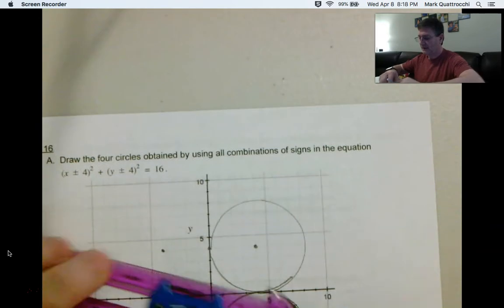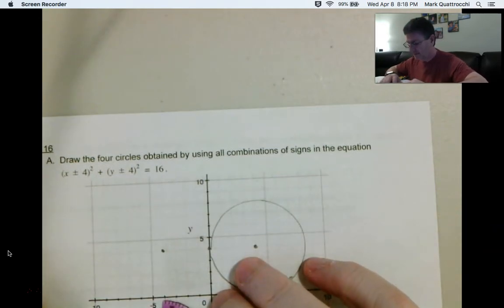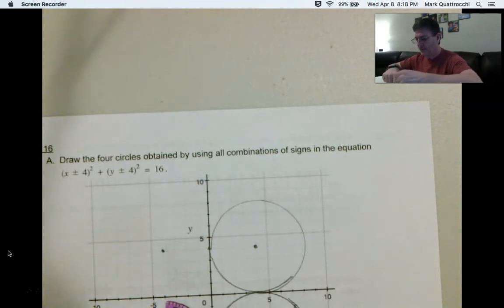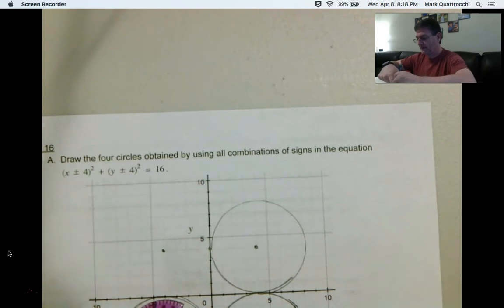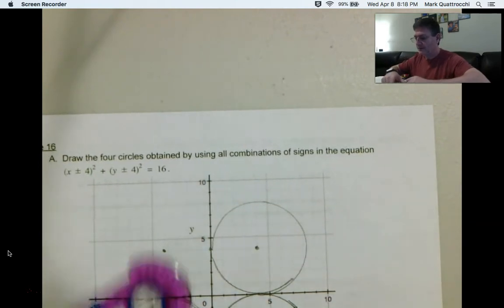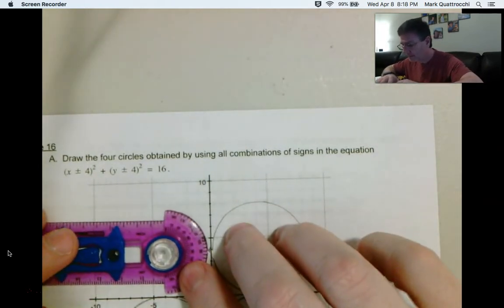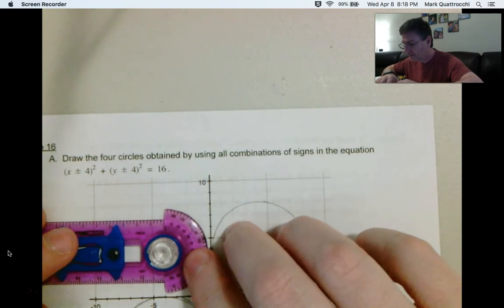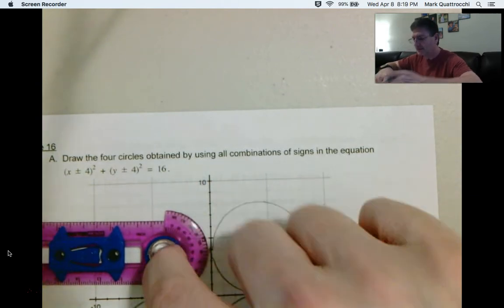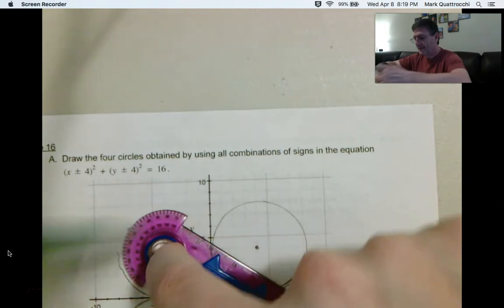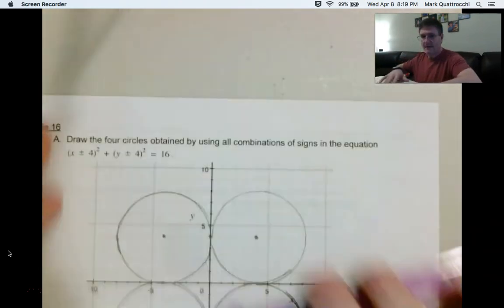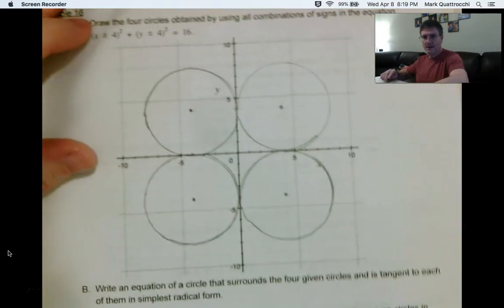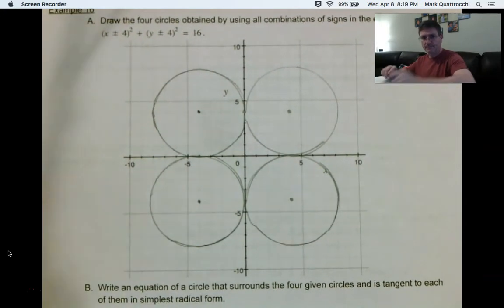Second circle, I'll slide this up so you can see it in a second. If I have it up too far, then the compass hits the base of the camera. And I go and draw these circles. Third circle, and then the last one. That's on the center. There are our 4 circles.